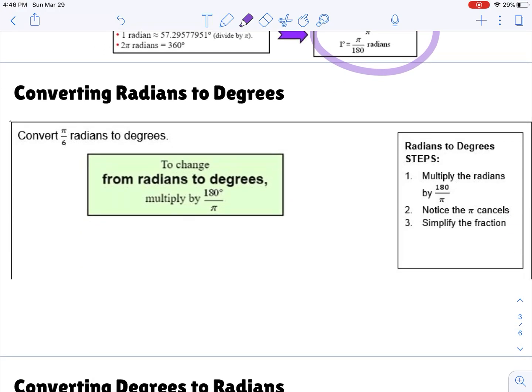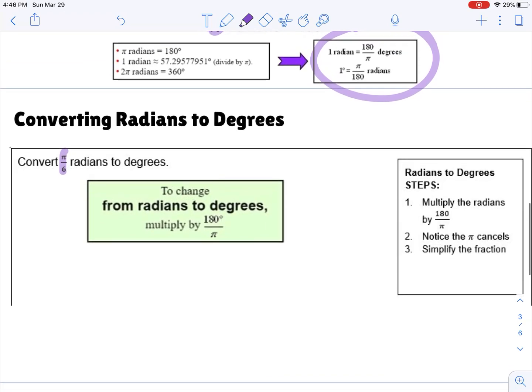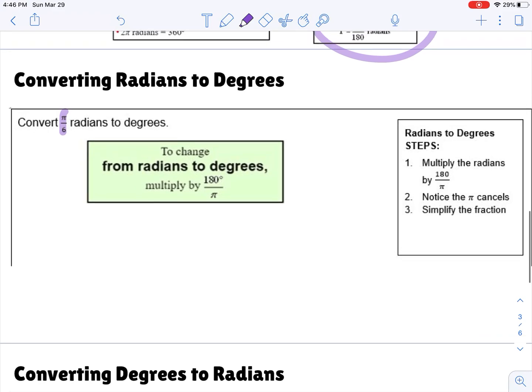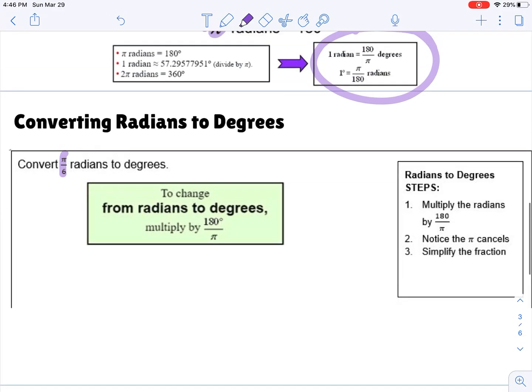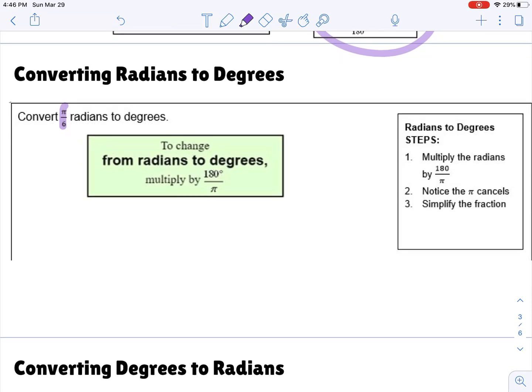So let's do a couple examples. We're going to convert these radians to degrees. We want to convert pi over 6 to degrees. To do this, we multiply by 180, because before we read that 1 degree equals pi over 180 radians, and vice versa, 1 radian equals 180 over pi degrees. So we're going off the fact that 1 radian equals 180 over pi degrees. So you're going to multiply the radians by 180 over pi. So we have pi over 6 times 180 over pi.